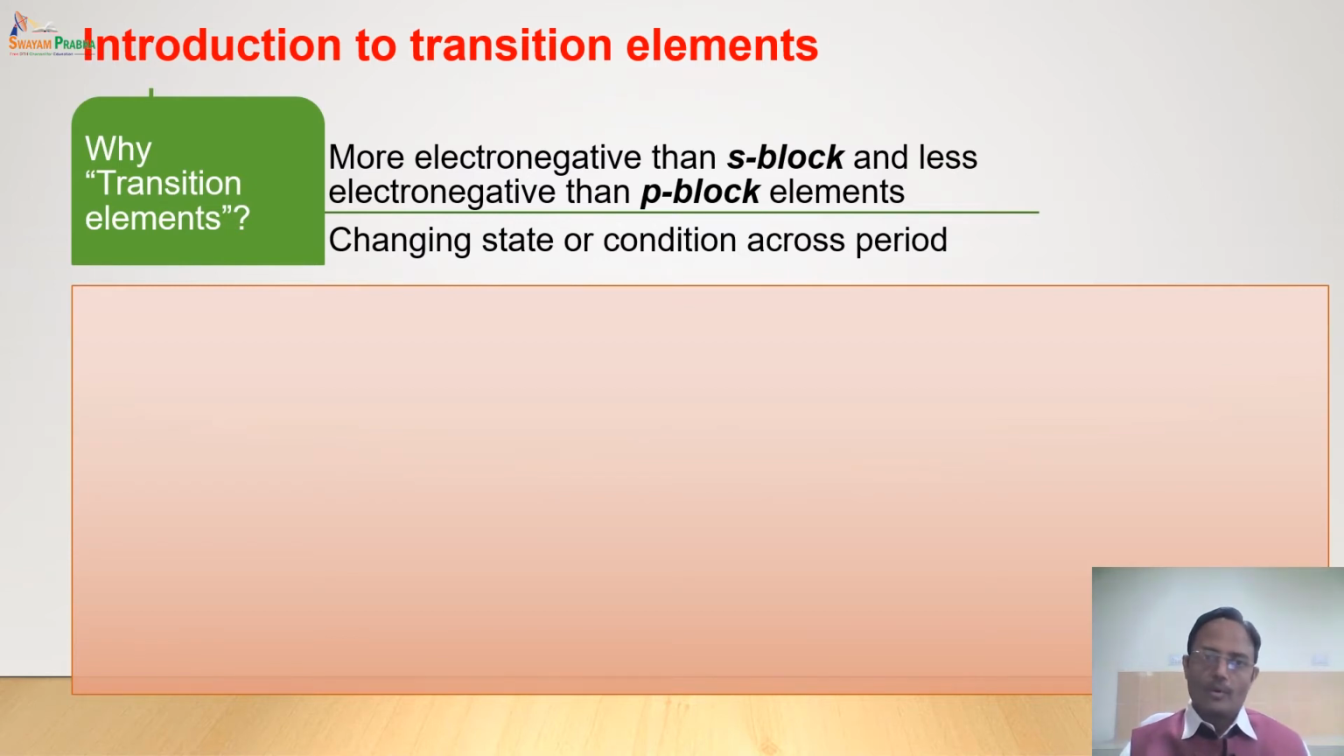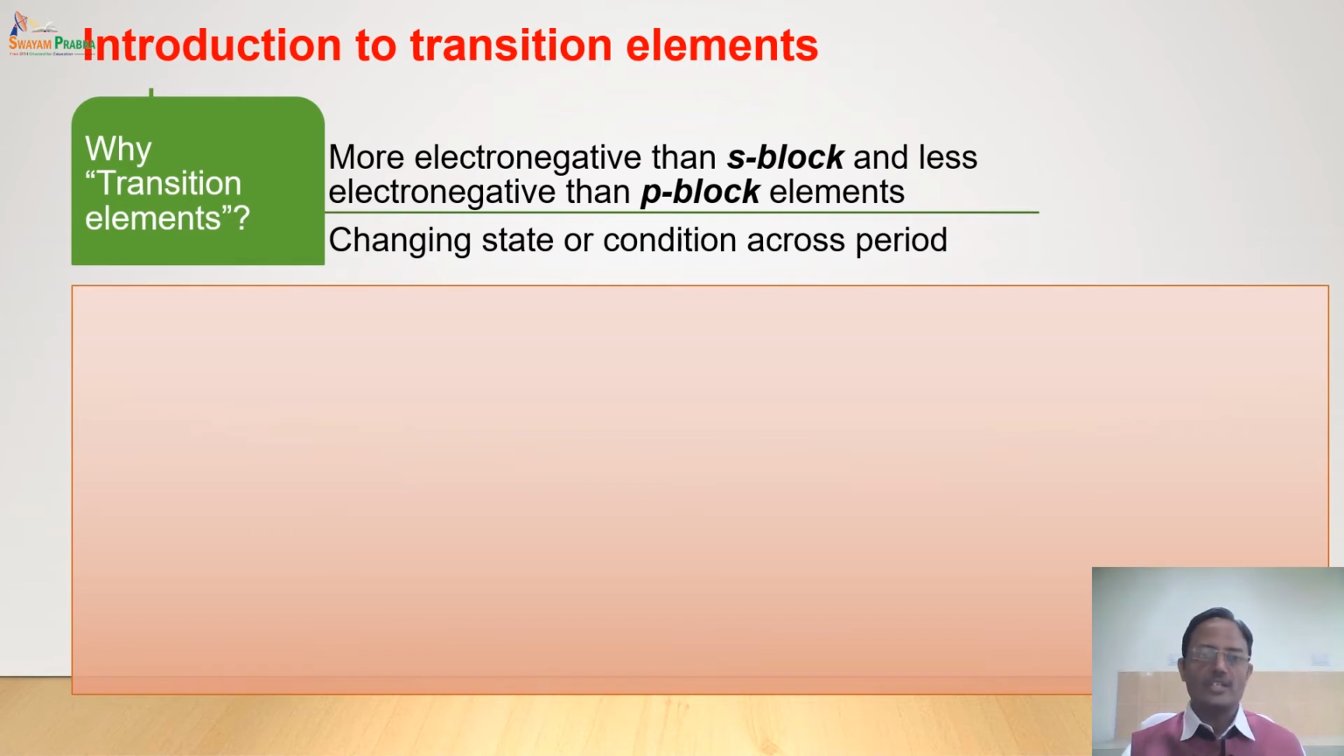They are more electronegative than the s block elements and less electronegative than the p block elements. Overall, all the periodic properties of these elements are intermediate. So when we move from s block to p block via d block, the periodic properties gradually go on changing. That is the reason why they are called transition elements.